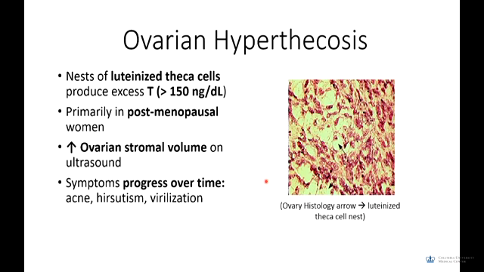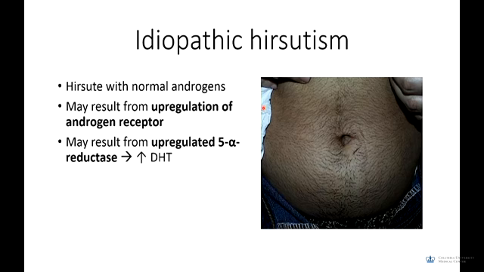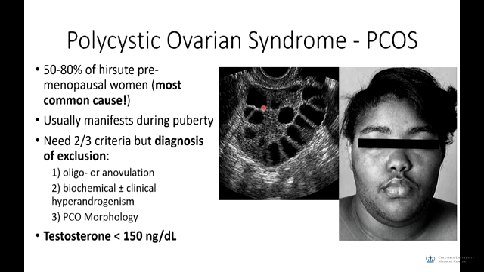And so this is just a histo image of ovarian hyperthecosis. So idiopathic hirsutism, where we just don't know what's causing it, really. You're hirsute, but you have normal androgens. Maybe it's from upregulation of the androgen receptor. Maybe it's from upregulation of 5-alpha reductase that was talked about earlier, which means you have more dihydrotestosterone. We're not really sure. Then there's PCOS, which was talked about a lot.